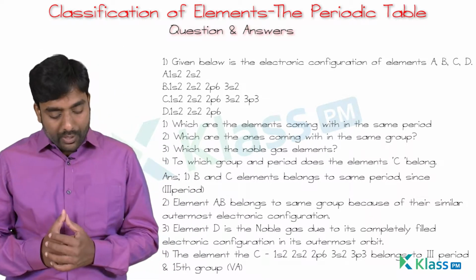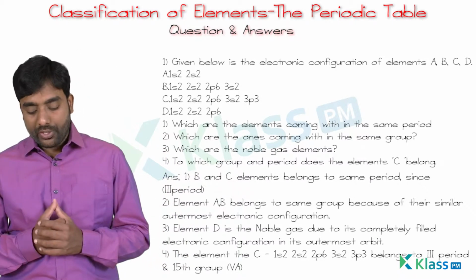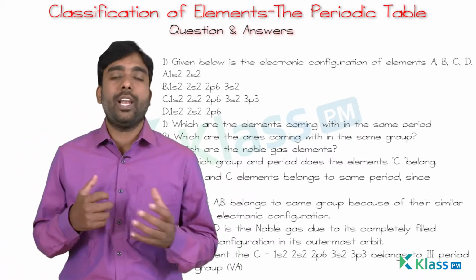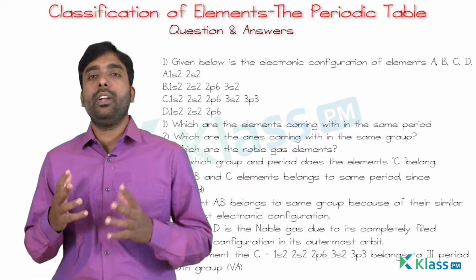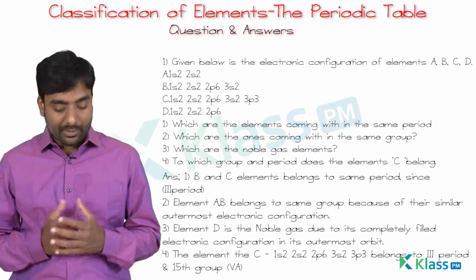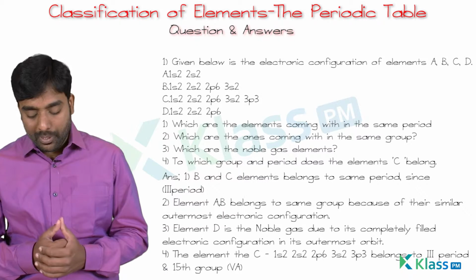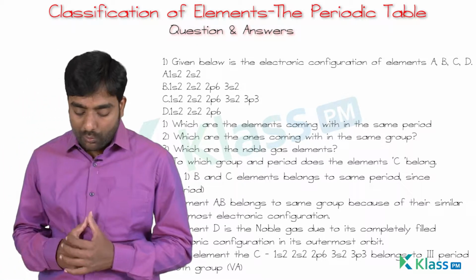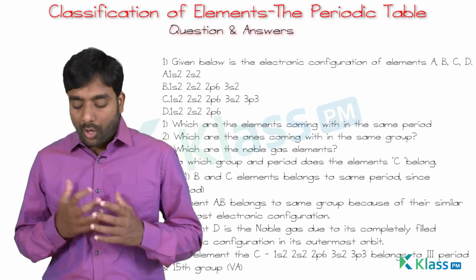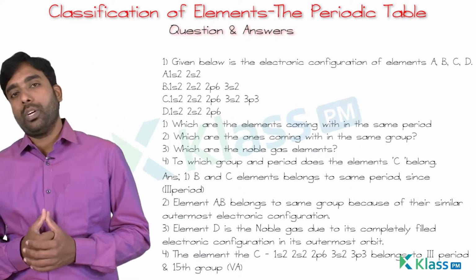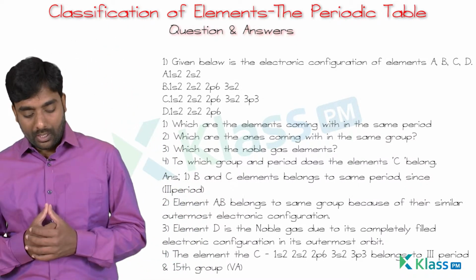Next, which are the noble gases? The only one having octet electronic configuration is element D because ns2 np6 is there and it is neon, that's why D element is the only noble gas element. Next, to which group and period does the element C belong? Element C is phosphorus. Phosphorus belongs to the third period and 15th group. It is easy to find out the period.